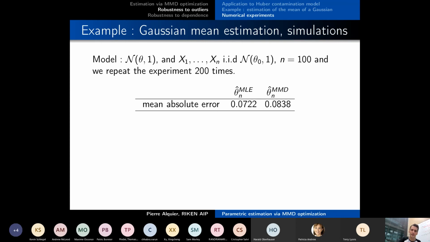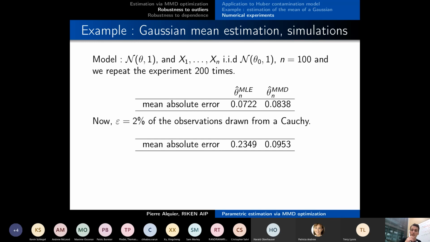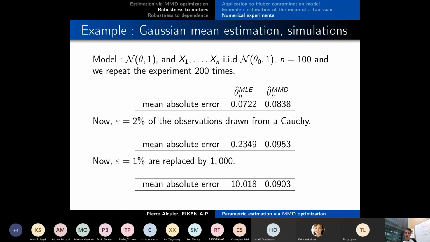Then I replaced 2% of the observations by draws from a Cauchy distribution. Immediately the MLE, which is just the empirical mean, is destroyed by that, while the MMD remains almost the same. Here is another contamination, by a constant. Again the MLE is destroyed and the MMD remains the same.